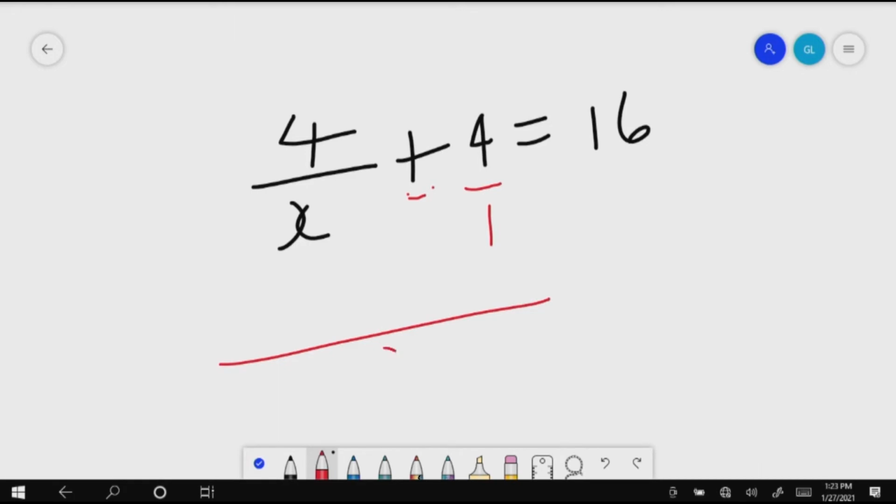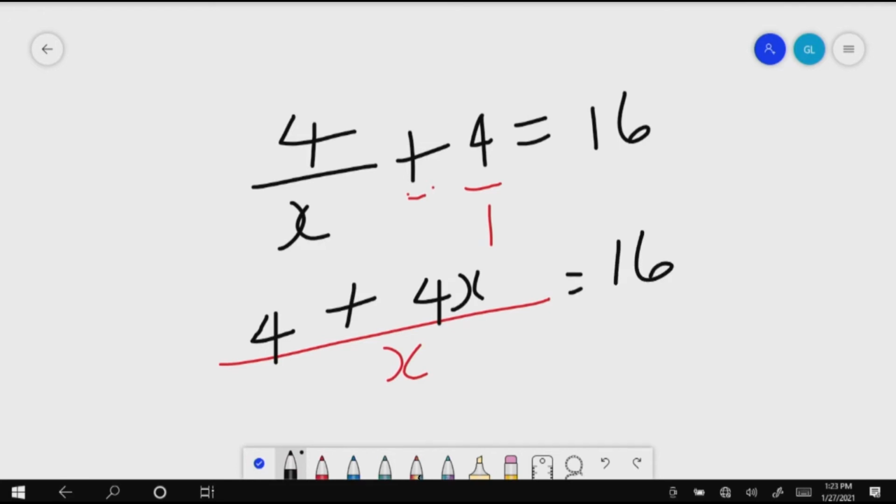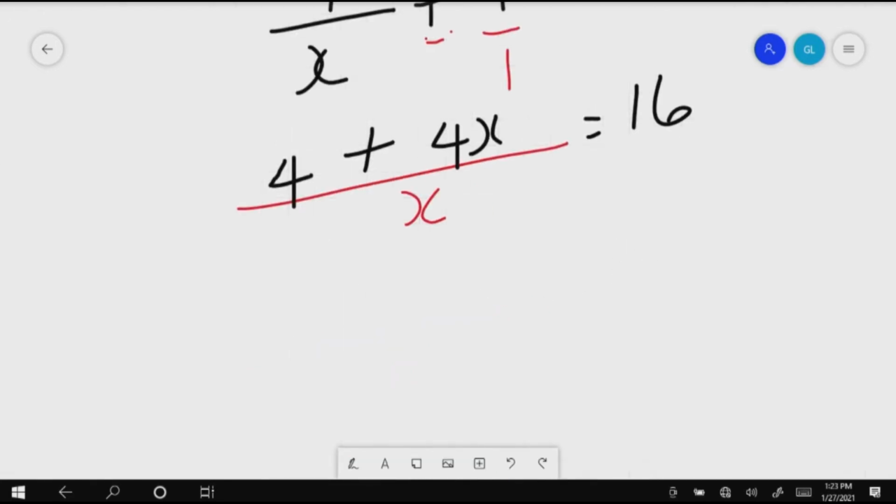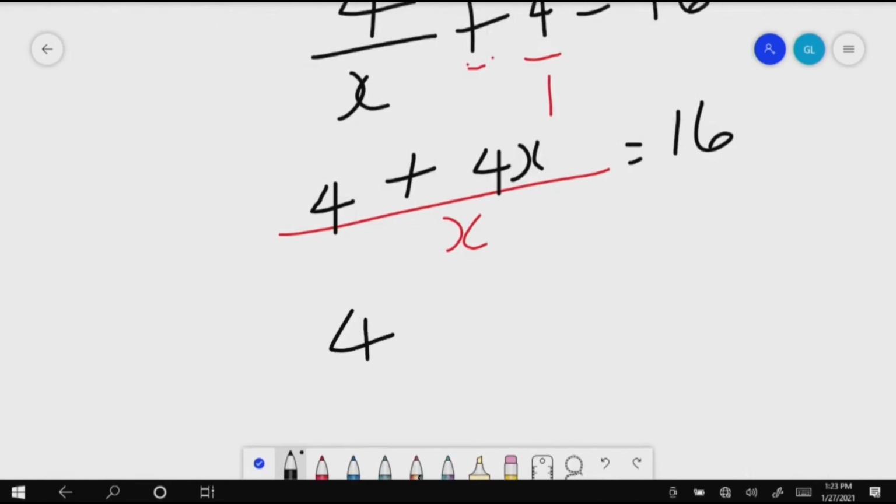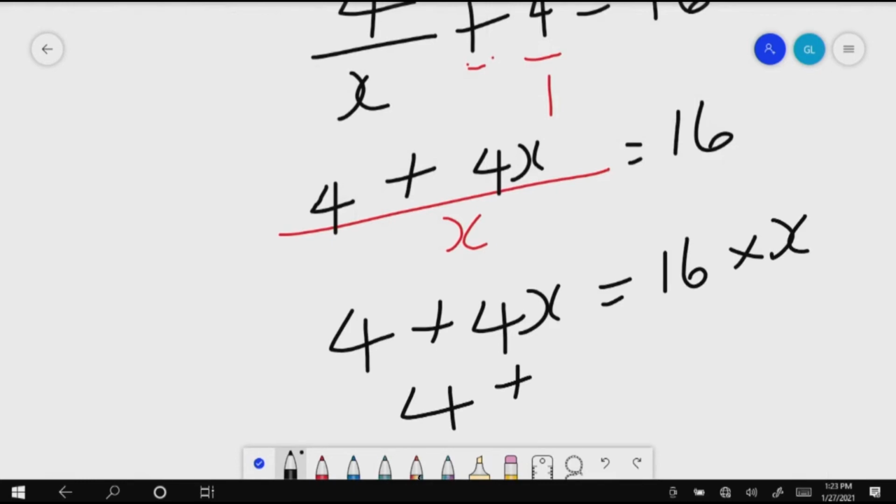Again, if we have an addition or a subtraction here, we find the LCM. The LCM here would be x. x divided by x gives 1, 1 times 4 would be 4. Plus 1 times x, which is x, times 4, 4x, should equal 16. This would give us 4 plus 4x equal to 16 times x. 4 plus 4x should equal 16x.